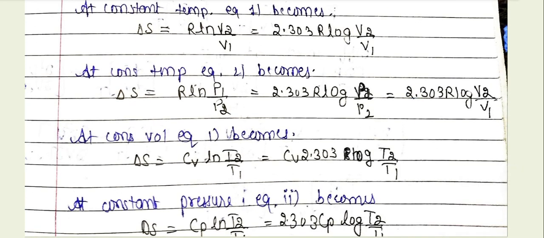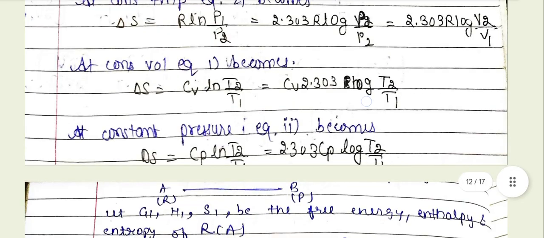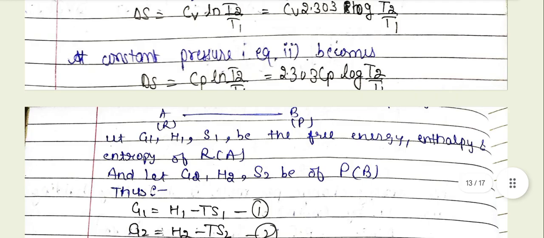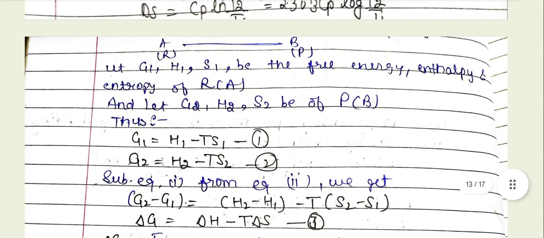delta S is equal to R ln P1 upon P2, which will be equal to 2.303 R log V2 by V1. At constant volume, equation 1 will become delta S is equal to Cv 2.303 log of T2 upon T1. And at constant pressure, equation 2 will become delta S is equal to 2.303 Cp log T2 by T1.